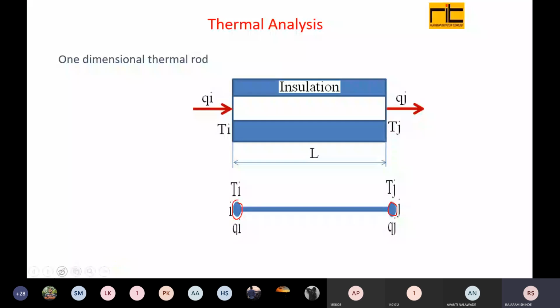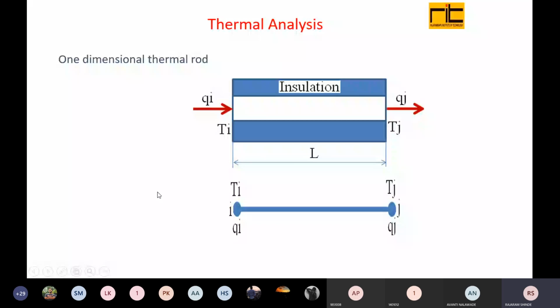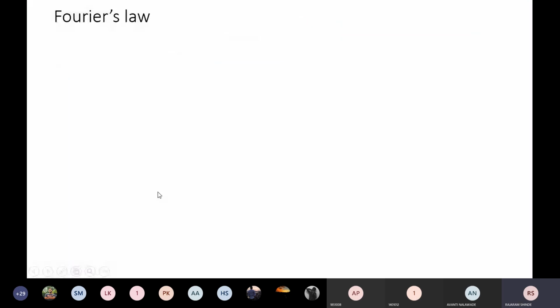Now for that purpose, I will use the law of conduction, and that law is Fourier's law. Now what is Fourier's law? Can anyone tell what is Fourier's law for one dimensional conduction? Minus K dT by dx. Yes, minus K dT by dx. q is equal to minus K dT by dx. That is, heat flow is equal to minus K into A dT by dx.